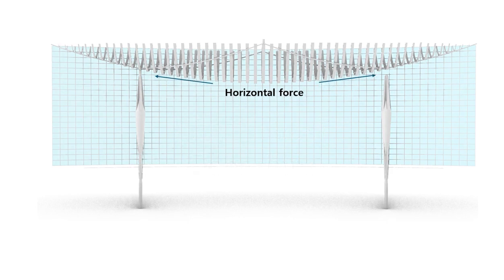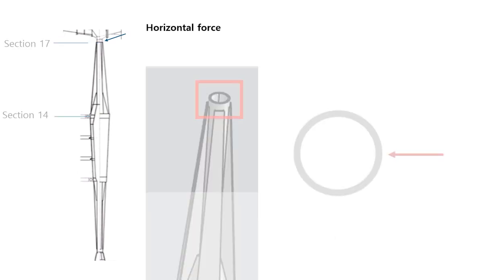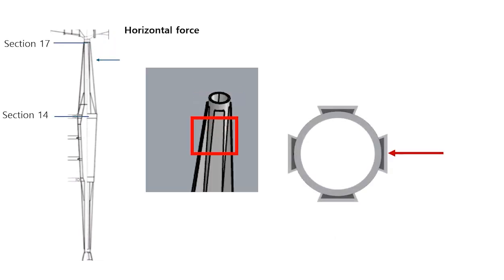How do the main columns transfer the horizontal forces to the transition layer? The forces are received at the 17th section of the columns where they are tangent to the roof. To prevent buckling due to these transfer forces, the frame, which thickens progressively down to the 14th section, was designed to resemble a triangle.